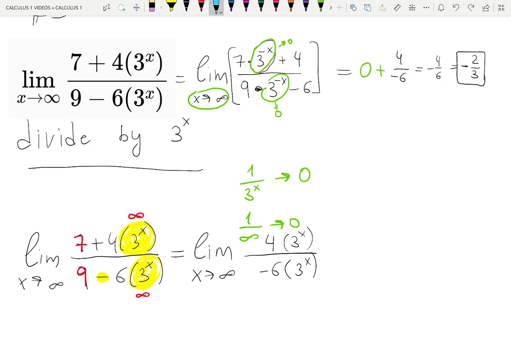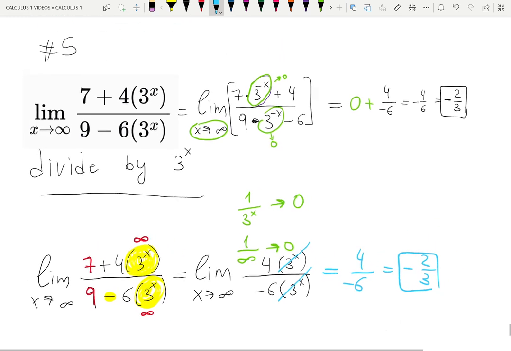And now, as you can see, you can cancel out 3^x and 3^x since it's not 0. And the answer becomes 4 over minus 6, which is negative 2/3 again. And this is the faster way to approach problems like these.